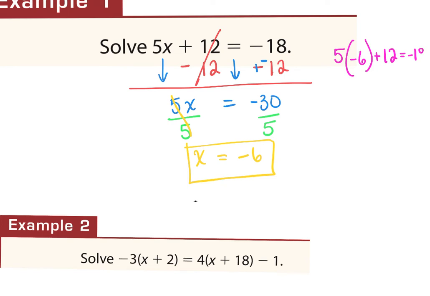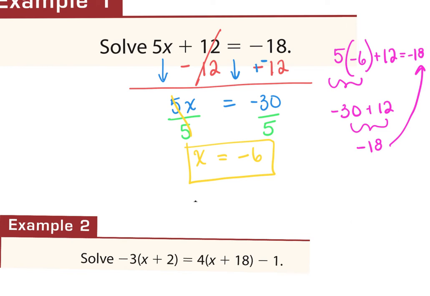When you plug it in, you just do order of operations at this point. Multiplication, 5 times negative 6, negative 30. Then we're going to do our addition. Negative 30 plus 12 is negative 18, and you can see that that is correct. And so that's the nice part about algebra problems. You can always check it, plug in your x. Let's look at example 2.